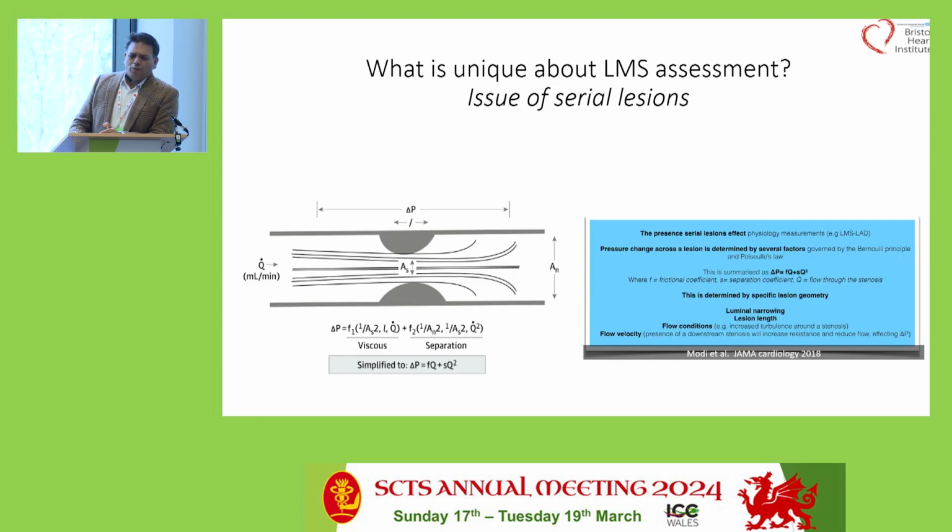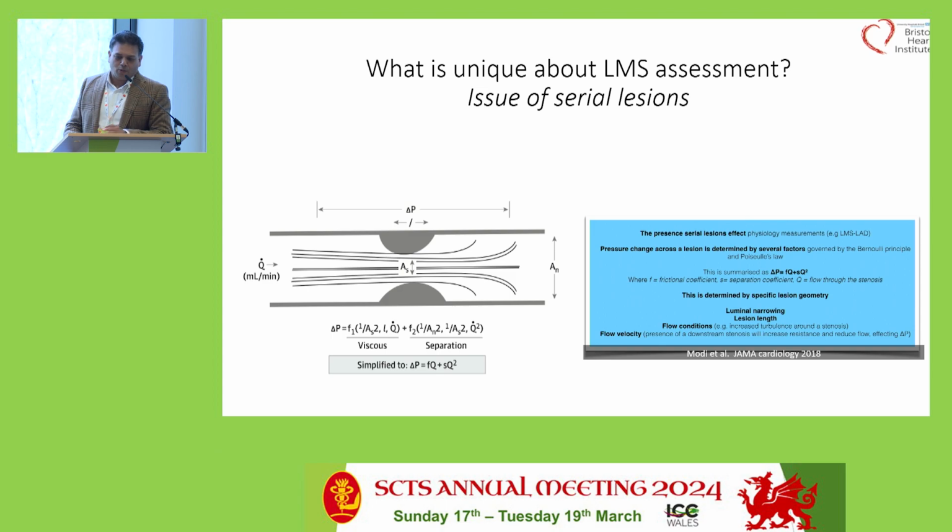So the question then is, what is unique about the left main assessment? Well, it's due to the fact that there is distal disease and serial lesions, and it is always difficult to assess the morphology and the stenosis in the left main. Sometimes the ostial lesions, although they can be eccentric, make it quite difficult to conclusively demonstrate whether they are significant or non-significant.